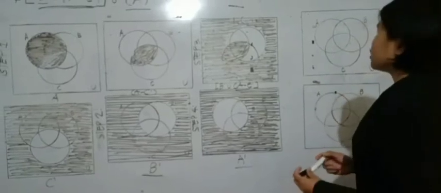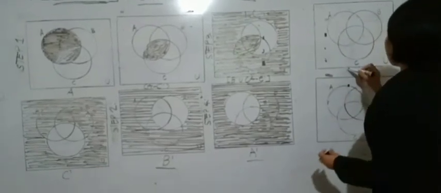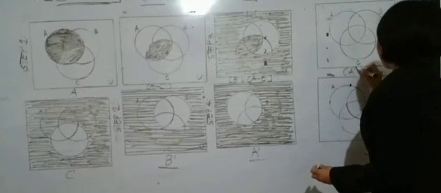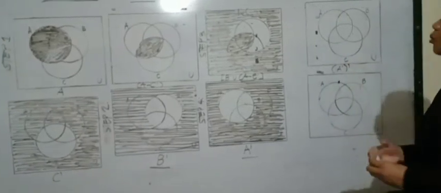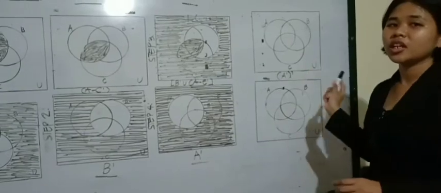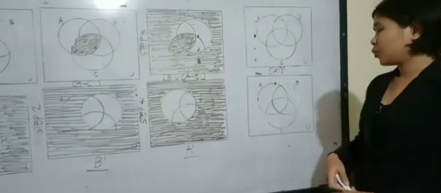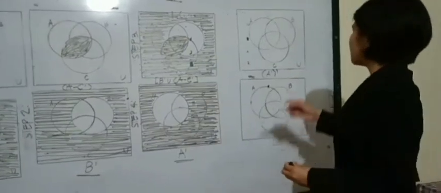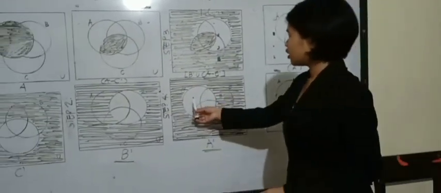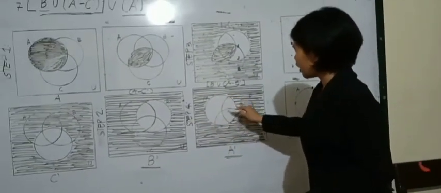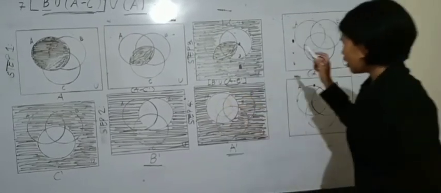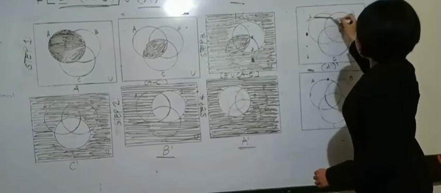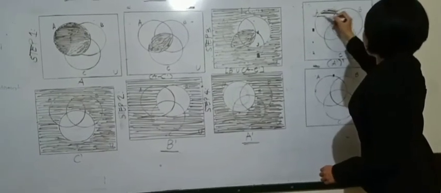So next is the A prime and prime. So A prime and prime, this is the area that we cannot find in A prime. So let's take a look. This is the area that we cannot find in A prime. So this is what we call A prime and prime.